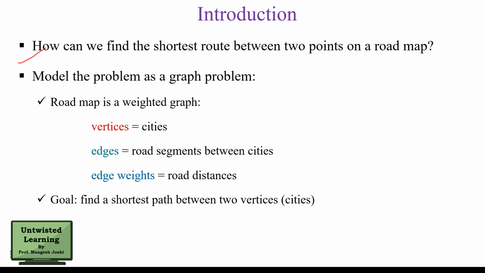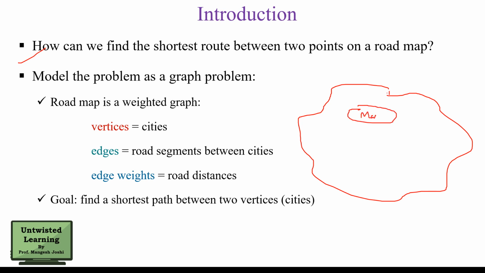Suppose you're having the graph. At one point you have your market, and these are the several markets available at different geographical locations, and you have a factory. So you can find out the shortest route between the 2 points on a roadmap. Okay. So model the problem as a graph problem. So we will be modeling it as a graphical problem.